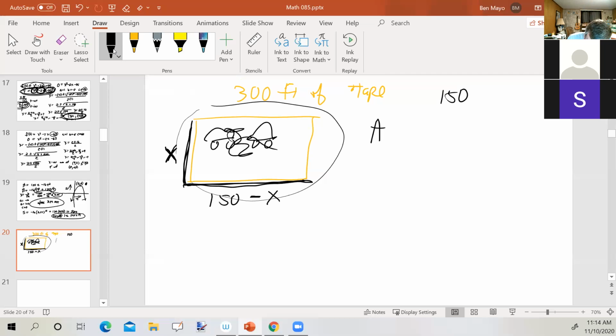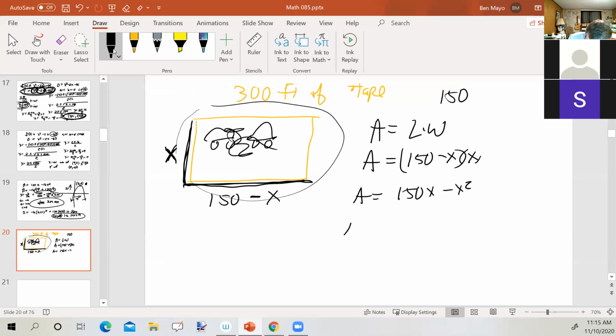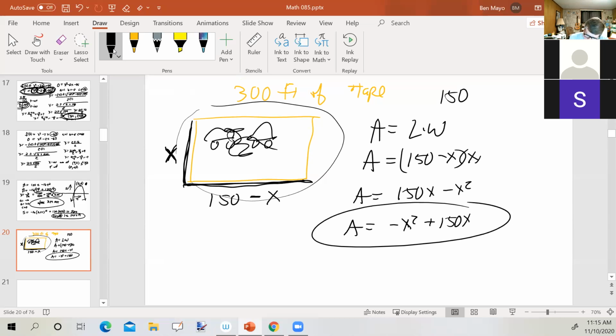So the area is the length times the width. The area would be 150 minus x times x. The area would be 150x minus x squared. And if we put that in standard form, we get that. So there's the function, or the equation that describes the area of this rectangle. Okay. In fact, I'm even going to write it as a function. A of x equals negative x squared plus 150x.